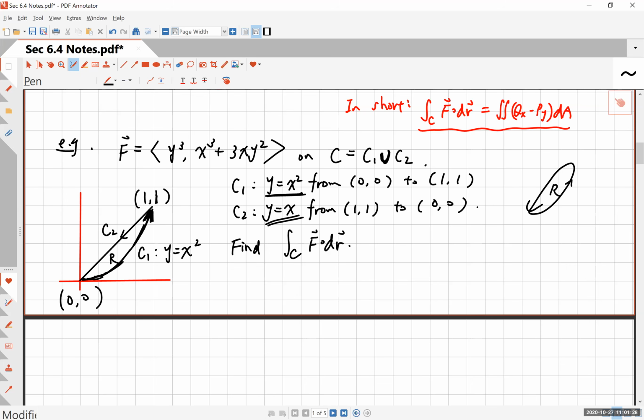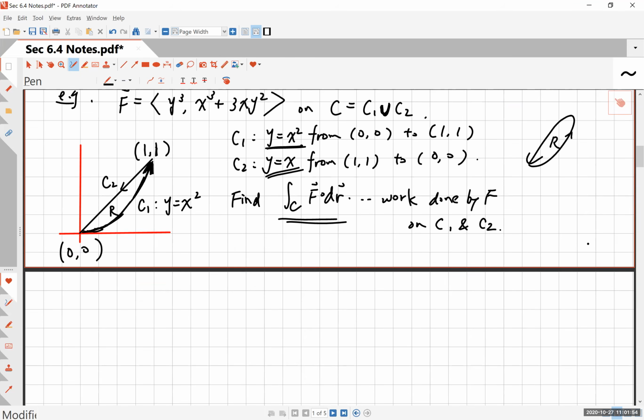All right. So now let's find the work integral. This is the work done by F on the curve C, so C1 and then C2, right? And so what is the total amount of work done by F as an object moves along C1 and then back to the origin on C2? Let me just give you the old and the new ways. So here's the old way of doing this.